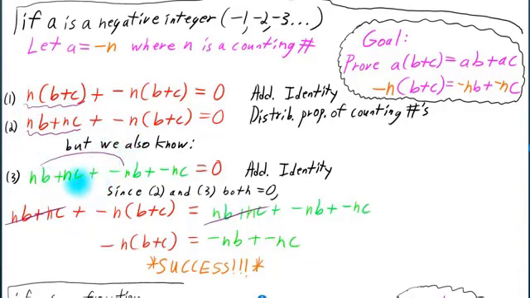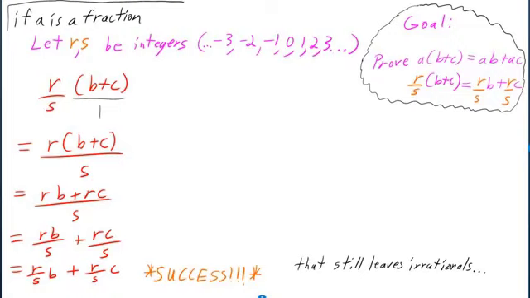And then some wacky things happen if a is a fraction. So to be general, we'll call our fraction r over s, where both r and s are integers. Because any fraction is made up of an integer on the top and an integer on the bottom. So now our goal becomes not a times b plus c is equal to a times b plus a times c, but r over s times b plus c is equal to r over s times b plus r over s times c.